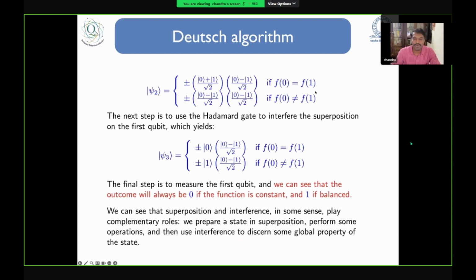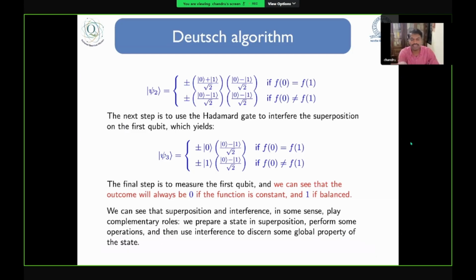So the outputs of site 2 and site 3 are given here, and in the final step, when we measure the first qubit, we can see that the output will always be 0 if the function is constant, and the first qubit's output will be 1 if it is balanced. So all that we did was make a measurement on the first qubit, and instantaneously I can say whether my function is constant or balanced, which classically usually needs 2 queries.